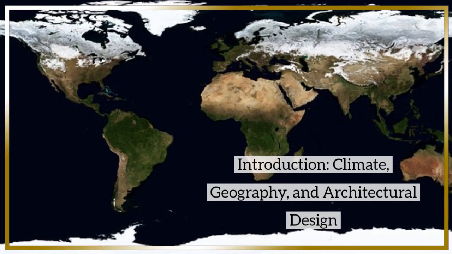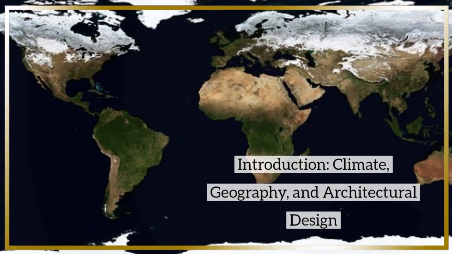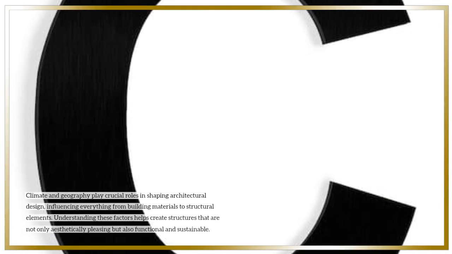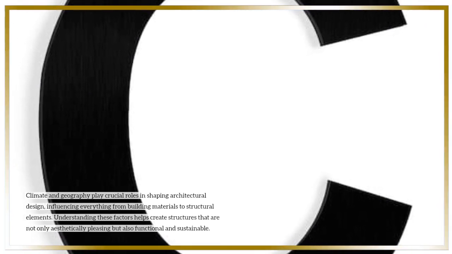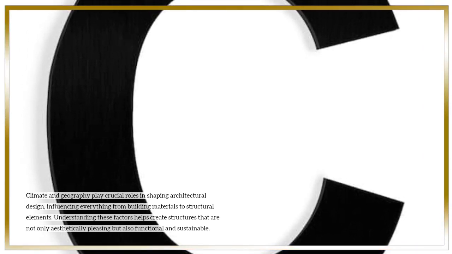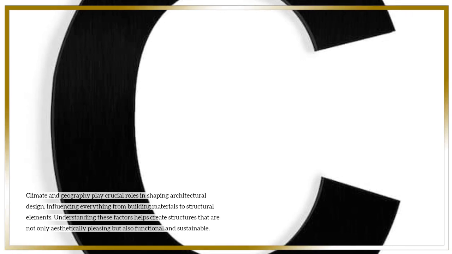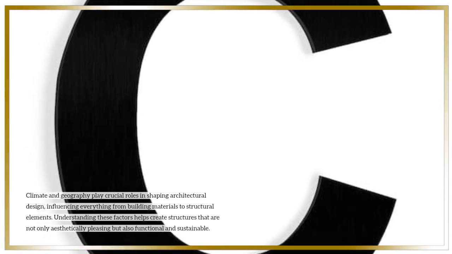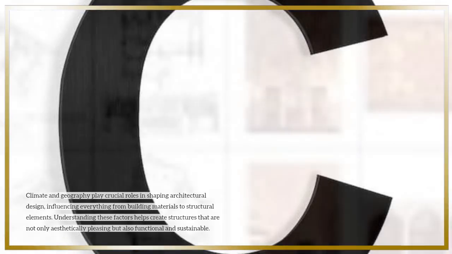Introduction: Climate, Geography, and Architectural Design. Climate and geography play crucial roles in shaping architectural design, influencing everything from building materials to structural elements. Understanding these factors helps create structures that are not only aesthetically pleasing but also functional and sustainable.